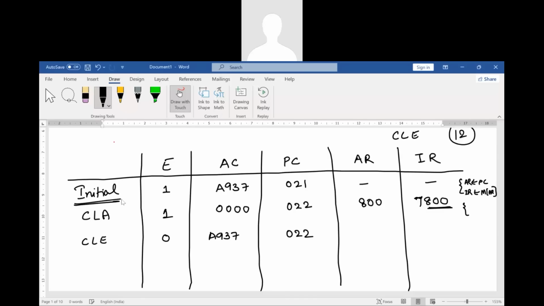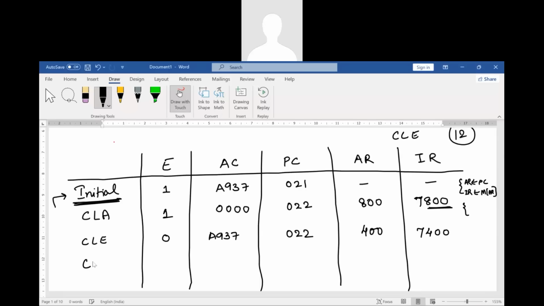We have to execute all the instructions in context of the initial values given to us. These instructions are not in sequence. It is not necessary that CLE comes right after CLA, right? We are executing the CLA instruction on the basis of the initial data given to us. So what is the instruction code for CLE? It would become 7400. And the value of AR?